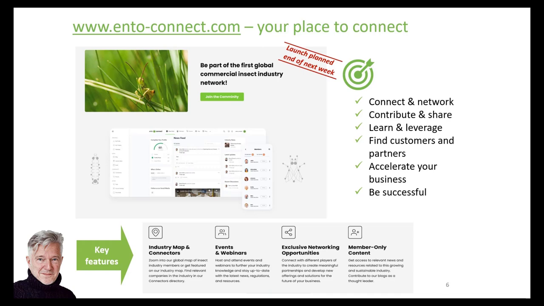So what's in it for you? You can connect. You can contribute and share. You can learn and leverage, meaning basically get expertise from others. You can find customers. You can find business partners. As I said, we go across the whole value chain and hopefully accelerate your business and help you be successful.